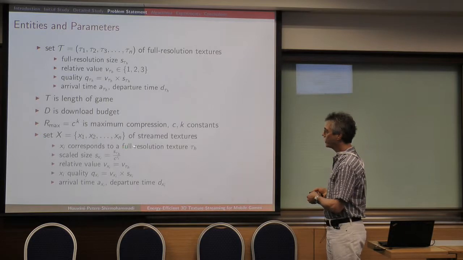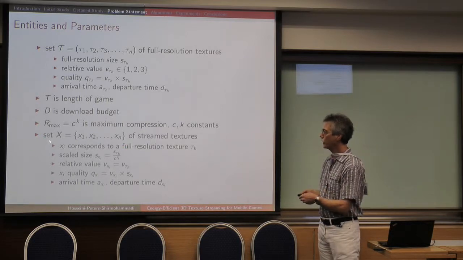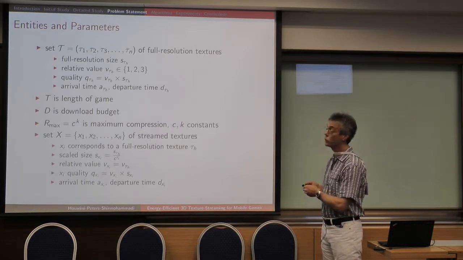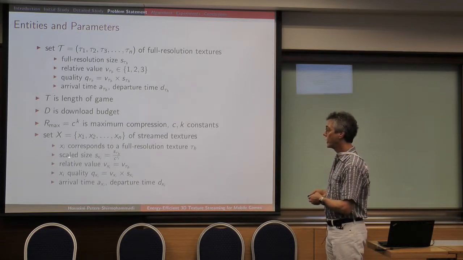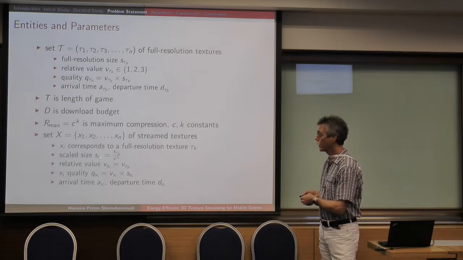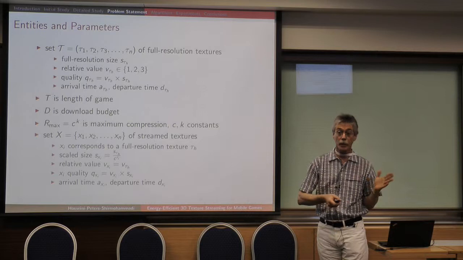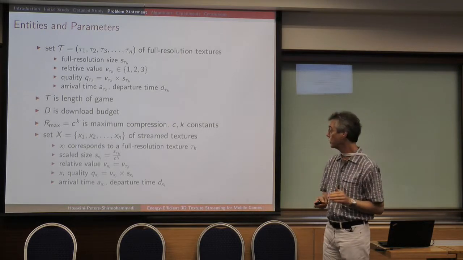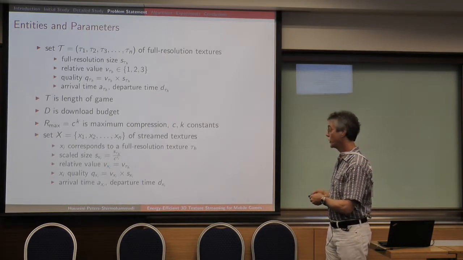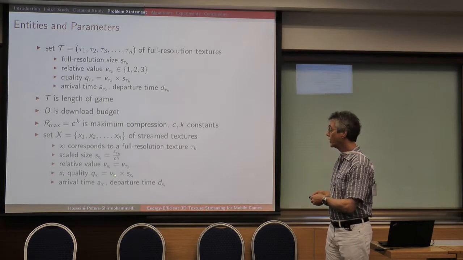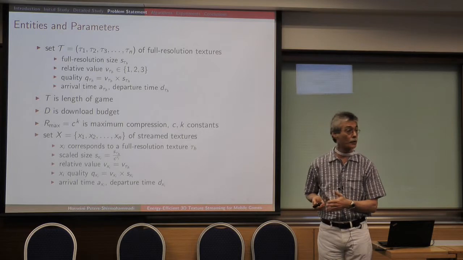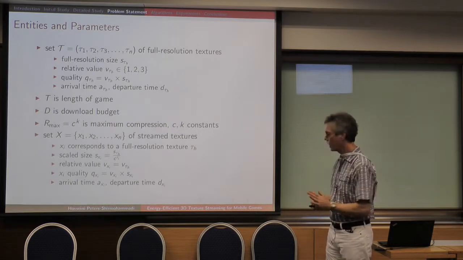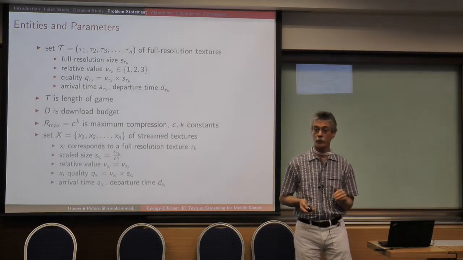What the algorithm actually streams is a set of textures, each of which corresponds to one of the original textures, but now it's going to have a scaled size. So the size of the one that we actually stream is the original size divided by whatever the compression factor was. The value is the same. The quality now is going to be the scaled size times the value instead of the original. And the arrival and departure times are the same as the original.